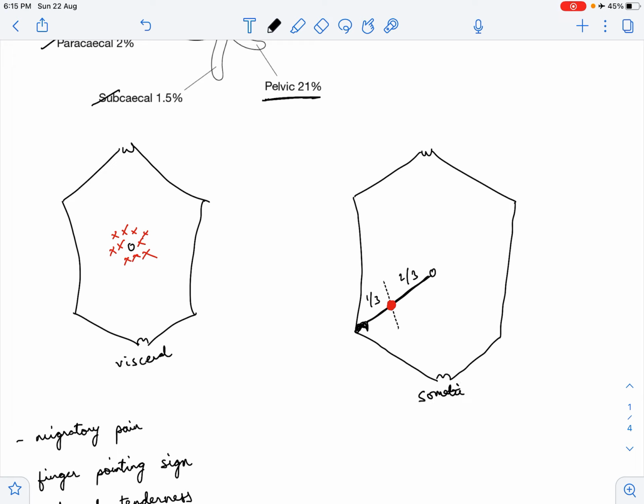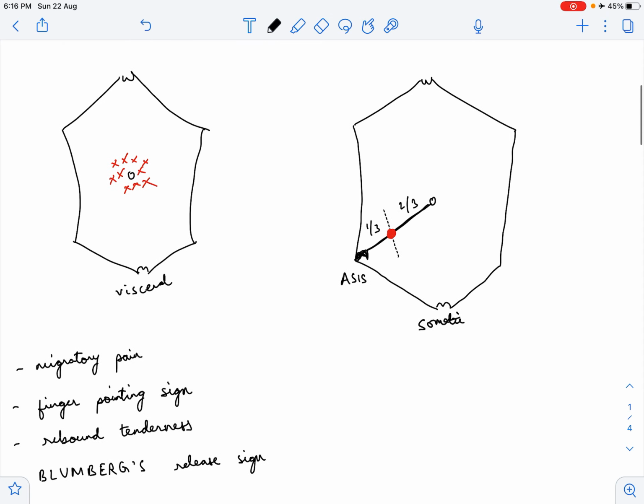When the somatic peritoneum is affected, you classically get pain at McBurney's point. For this McBurney's point, you have to draw an imaginary line which joins the anterior superior iliac spine to the umbilicus. Then you look at the junction of the medial two-thirds and the lateral one-third. That junction is called McBurney's point.